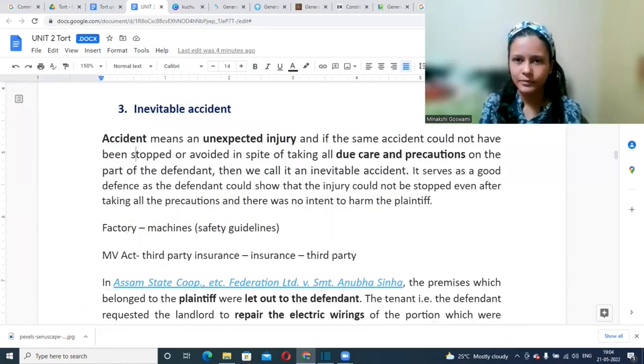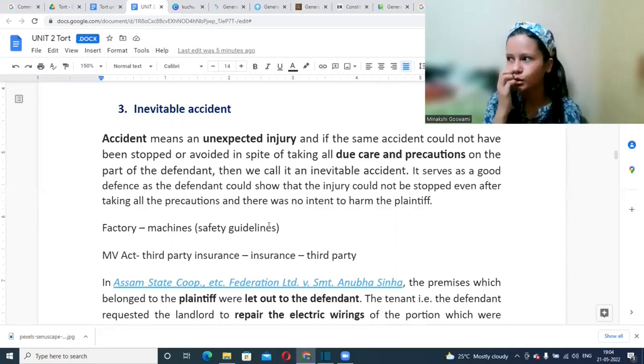Have you studied labor law? Yes, ma'am, I have studied. There is a legislation called the Factories Act in labor law. Under the Factories Act, there are a lot of provisions and procedures mentioned that need to be followed. One very important one is regarding safety guidelines, that for the safety of employees, workers, or factory workers, certain guidelines need to be followed.